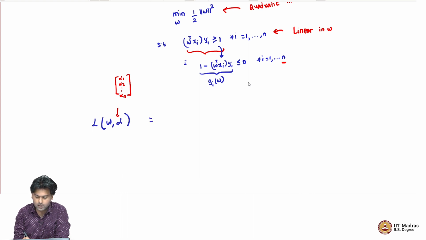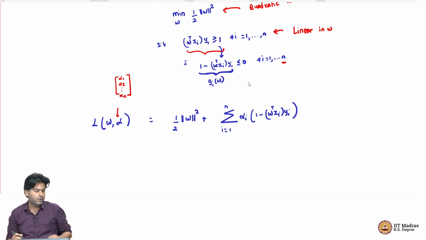So what is the Lagrangian going to look like? I'll first write f of W, which is half norm W squared, plus alpha 1 times g1 of W plus alpha 2 times g2 of W dot dot dot, which can be written as the sum over i equals 1 to n of alpha i gi of W. But gi of W in this case is just 1 minus W transpose Xi times Yi. So this is our Lagrangian.